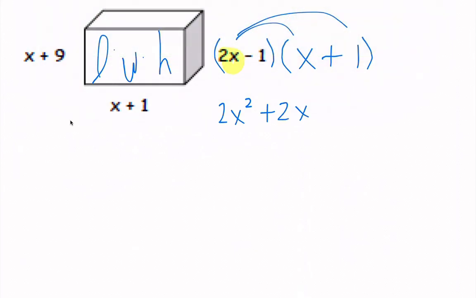Now I'm going to move on to multiplying by negative 1. Negative 1 times x is a negative 1x. Negative 1 times 1 is a negative 1. I combine my like terms.